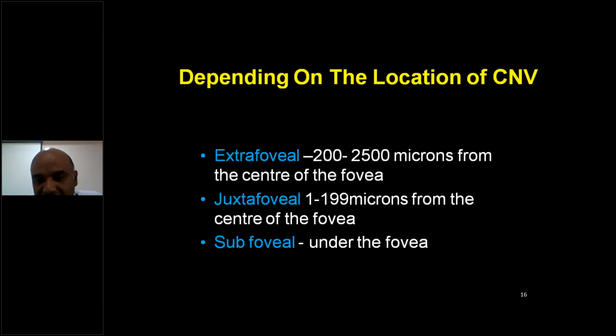Now, based on the location of CNV, once you have decided to treat the CNVM, first you have to see where the CNVM is. Is it just below the fovea, or around the fovea, or far away from the fovea? If it is just below the fovea, it is called subfoveal.